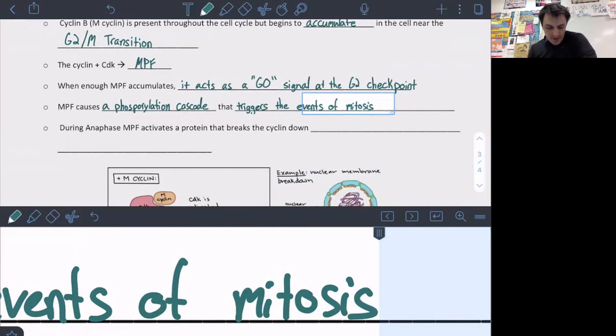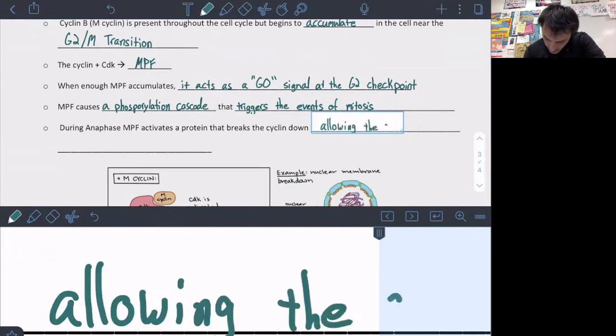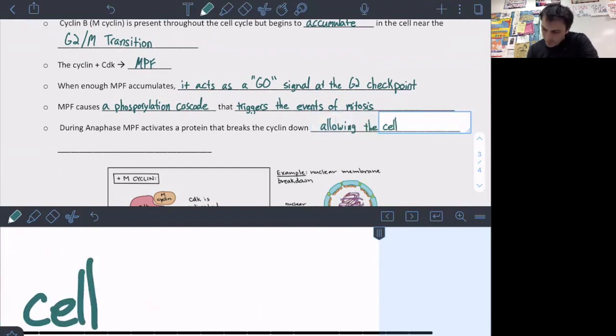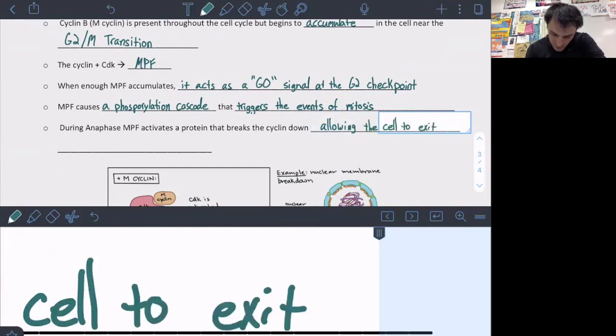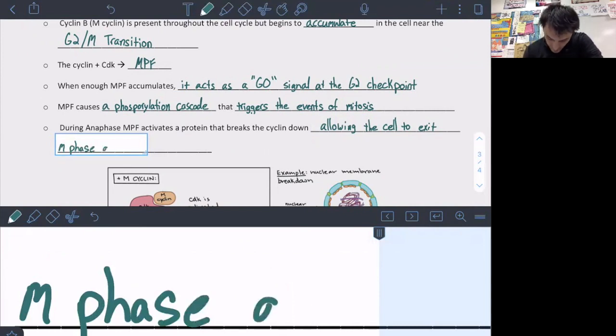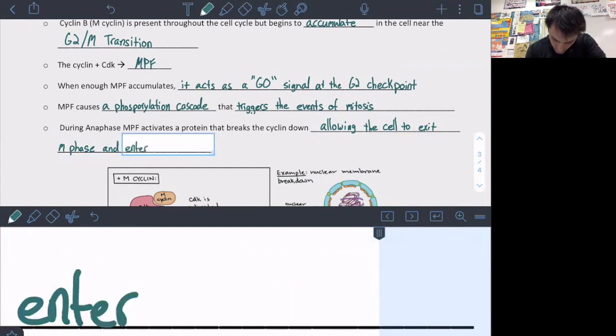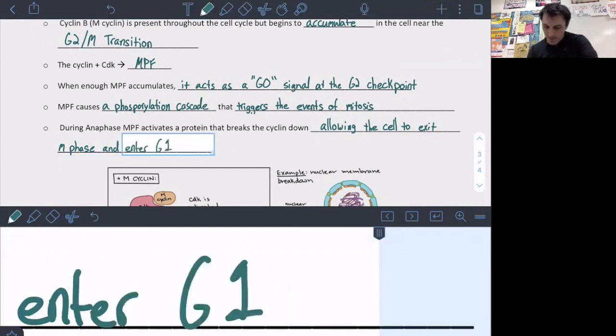So during anaphase, MPF activates a protein that breaks the cyclin down, allowing the cell to exit M phase or mitosis and enter G1.